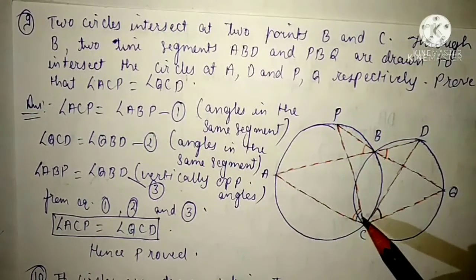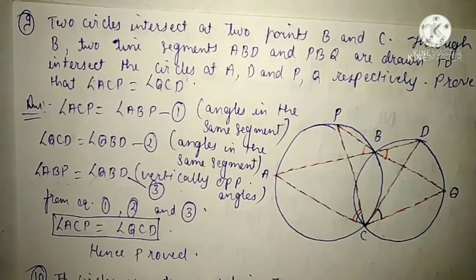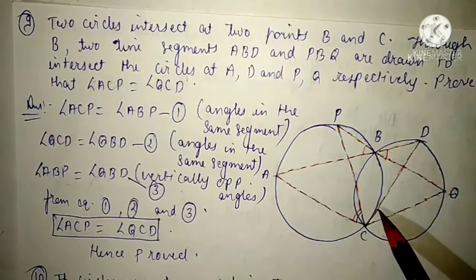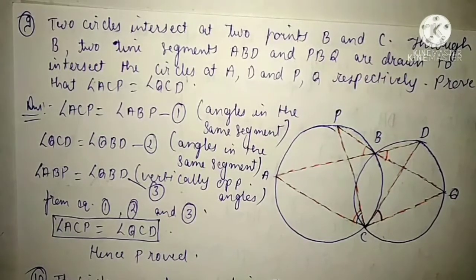ACP, that means this angle, is equal to angle QCD, this angle. We have to prove these two angles are equal. Okay. Now see the proof.